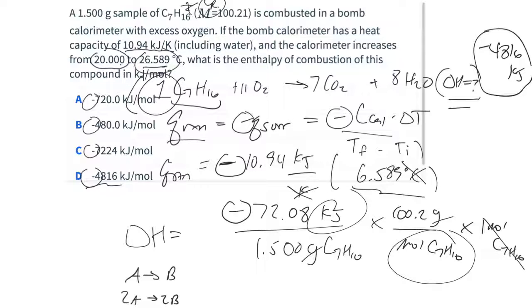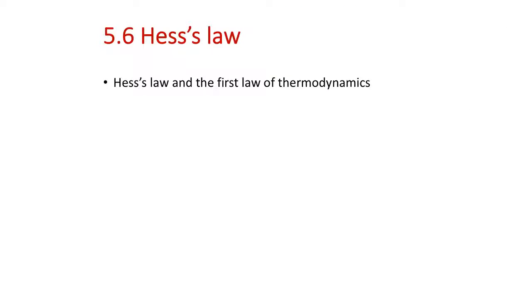So the whole idea of coffee cup calorimetry and bomb calorimetry, these are two experimental techniques that you can use to find enthalpies of reaction. So that's the goal of this technique, to find either properties of substances or properties of reactions through doing lab experiments. Okay, so let's move into Hess's law.